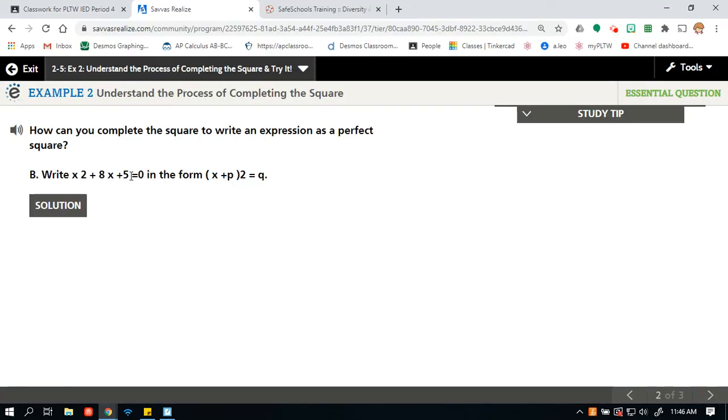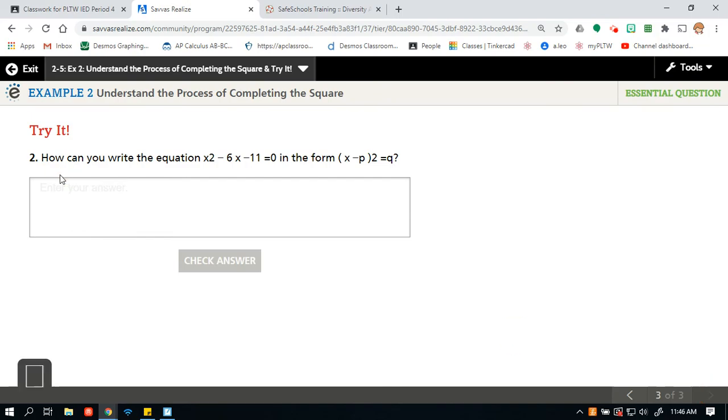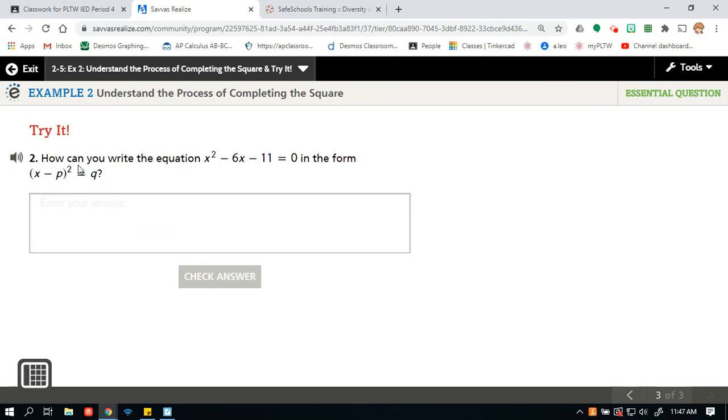Let's look at part 3. That's part 2. So they want you to try to figure out how you can rewrite this in the form x minus p squared equals q.